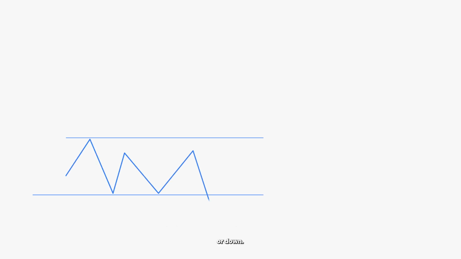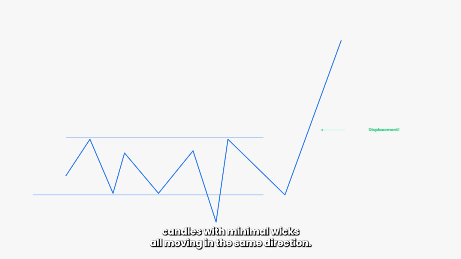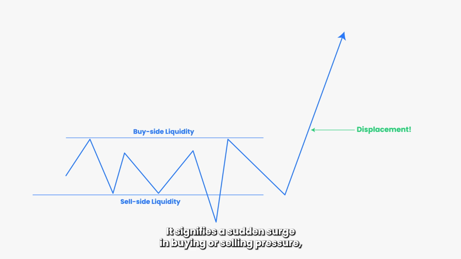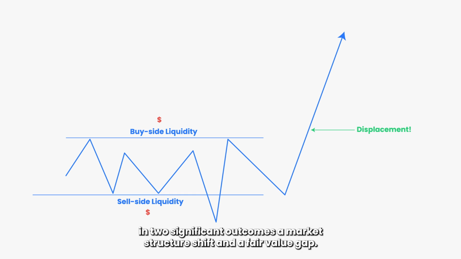Number two, displacement. This is characterised by a sudden and forceful price movement, either up or down. On a price chart, it typically appears as a sequence of consecutive long candles with minimal wicks, all moving in the same direction. It signifies a sudden surge in buying or selling pressure, which frequently occurs when the price reaches a liquidity level. Additionally, displacement almost invariably results in two significant outcomes: a market structure shift and a fair value gap.